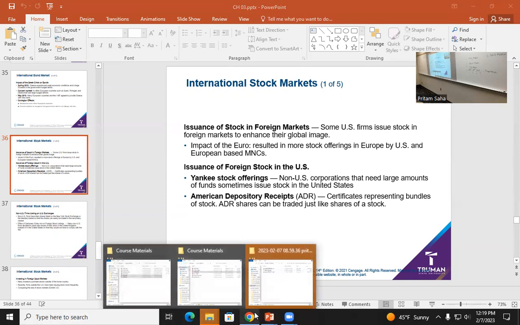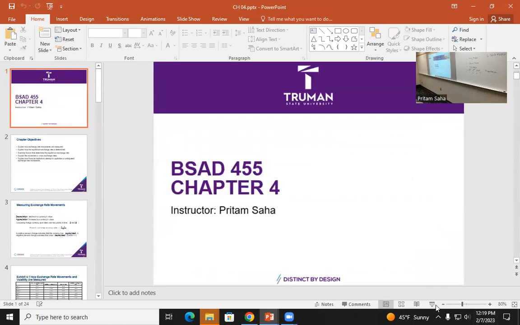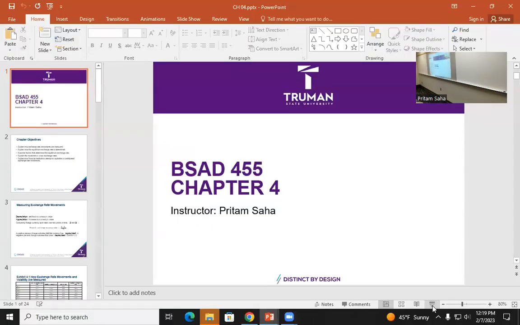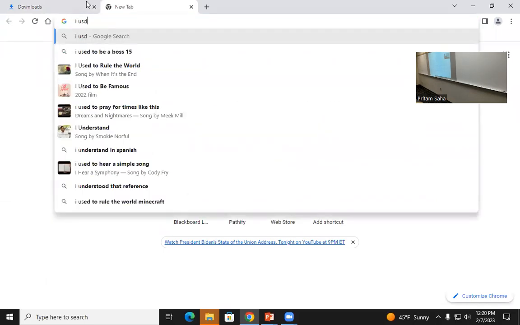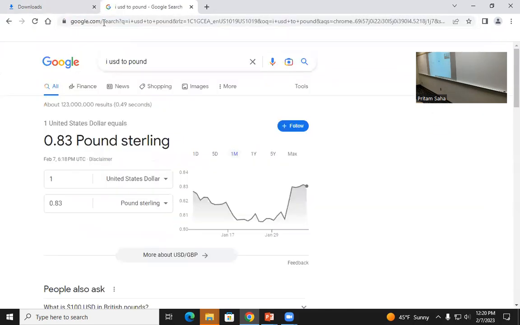Okay, that's good. So now let's move on to chapter 4. In chapter 4, we will learn why exchange rates move. What are the factors that make the exchange rate move? So let's say 1 USD to pounds, right?